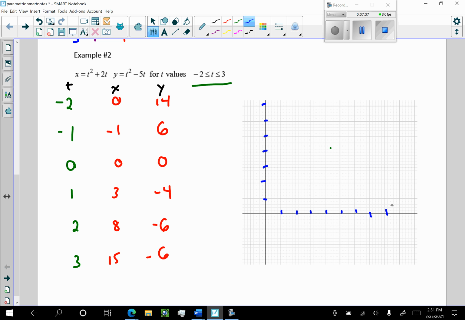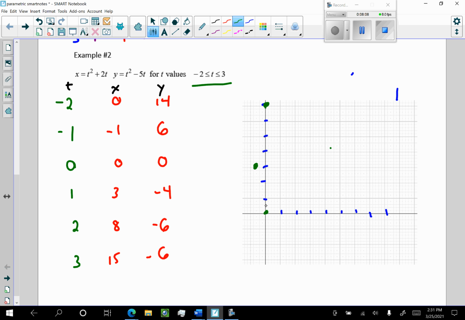All right, so let's plot our points. And we're going to be very careful to add a directional arrow once we get the graph completed. First thing, we're going to start at 0, 14. So I'm going to go all the way up here to 14. That's this point right here. Then I'm going to go -1, 6. -1 here, 6 is going to be right there. Then I'm going to go back to 0, 0.